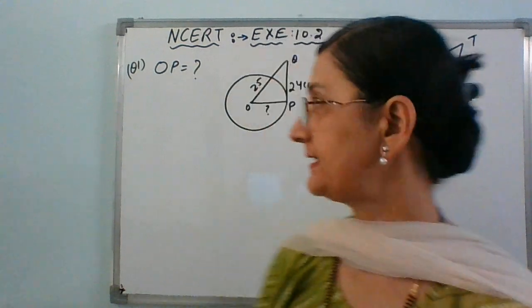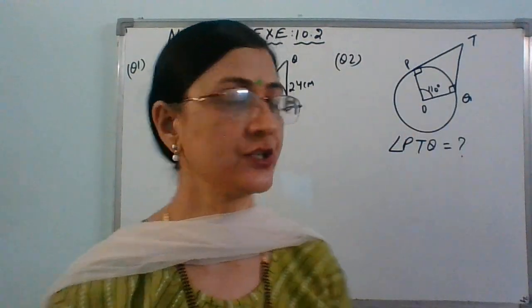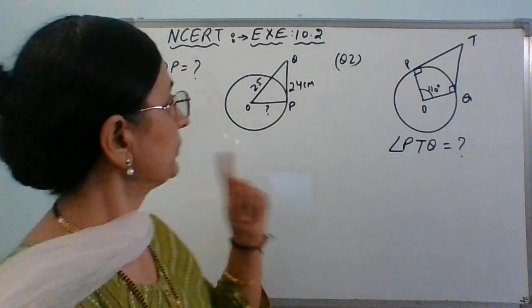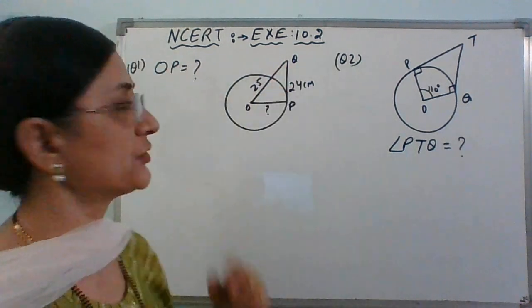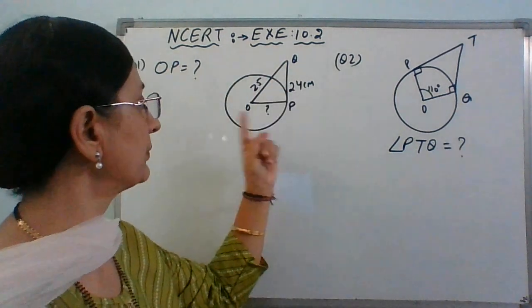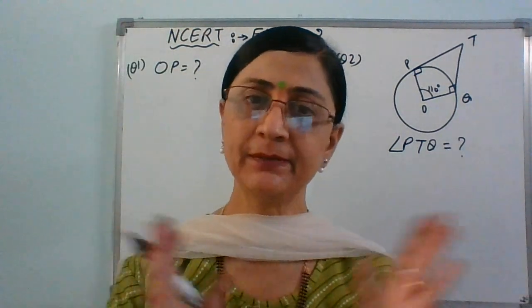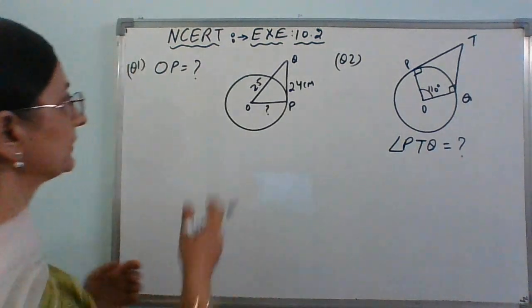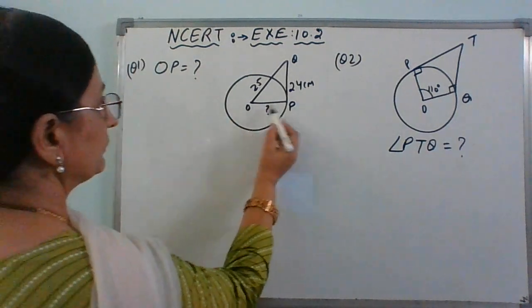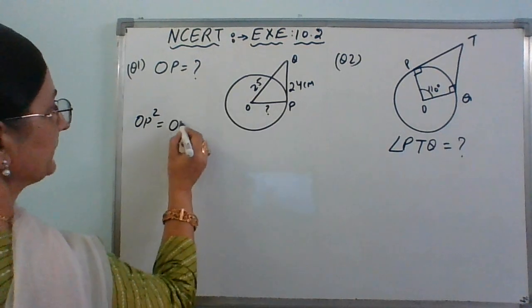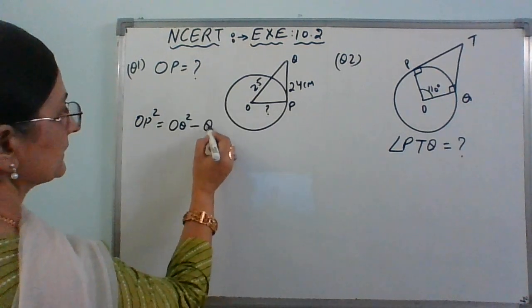Okay, now exercise 10.2. First question: the length of the tangent is given as 24, and the distance OQ is given as 25. We are supposed to find the radius. So we'll be applying the Pythagoras theorem again. When we have to find the smaller side OP square, that is equal to the hypotenuse square minus QP square, right?